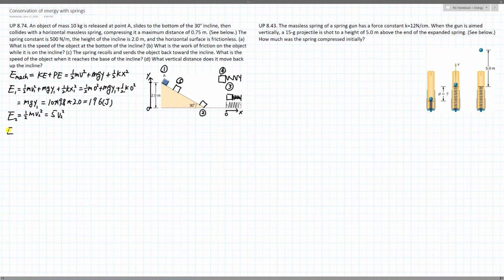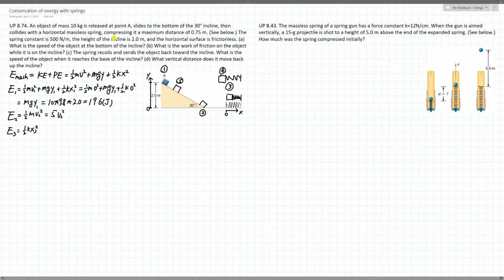So E3. We don't have any kinetic energy. We're momentarily at rest. We don't have gravitational potential energy because we're at the bottom. This is not exactly at a height. I just can't really draw it well, overlapping each other, so I have to just kind of stack them up. This is still at 0 height. That's also at 0 height. Okay, so we only have the 1/2 k x3 squared.